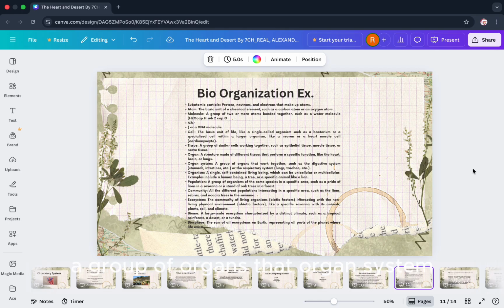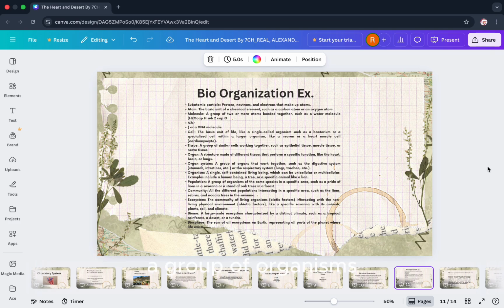Organ system, a group of organs that work together, such as the digestive system, stomach, intestines, and so on, or the respiratory system, lungs, trachea, and so on. Organisms, a single self-contained living being which can be unicellular or multicellular. Examples include a human being, a tree, or a specific animal like a lion.